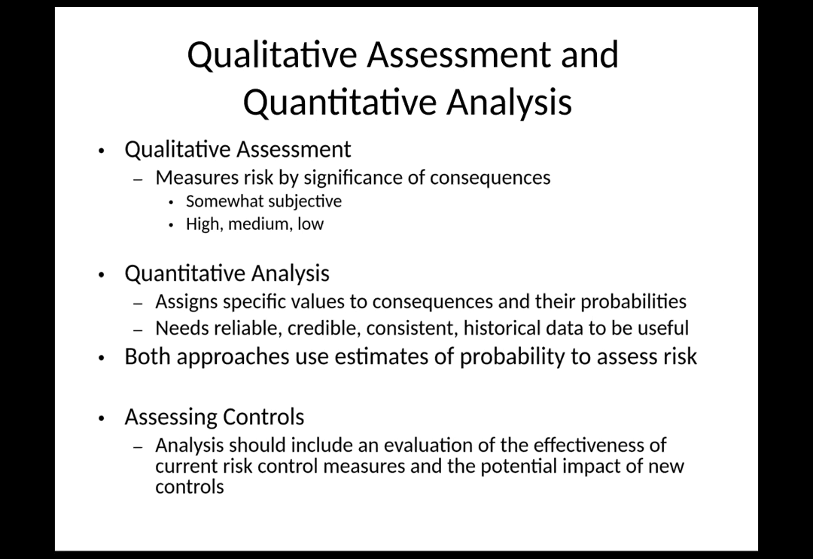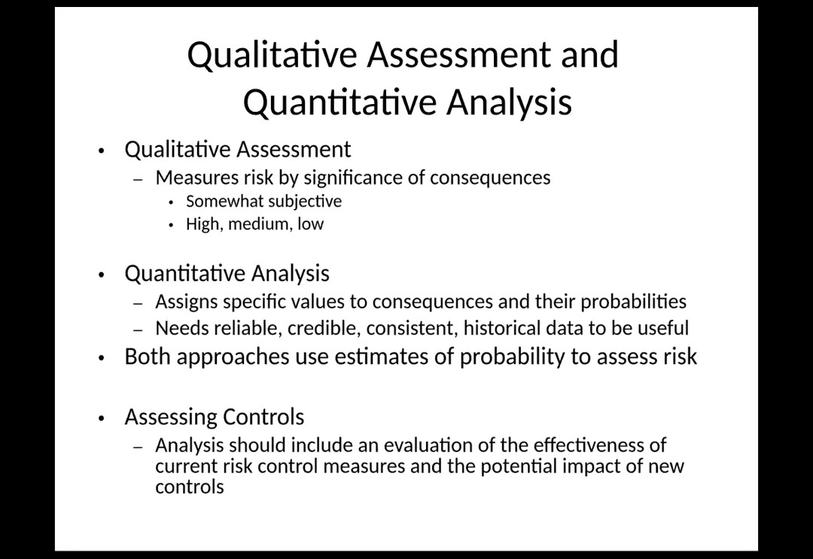When we do a quantitative analysis, we're going to have specific values for the consequences and their probabilities. And when we do a quantitative analysis, one of the things we'll talk about later in the chapter, we have to have reliable, credible, consistent historical data to be useful. Right? If we only have 1 year's worth of data, we're probably not going to be able to do a whole lot with it. So the more data that we have, that we know is coming from a credible source, right? That the coding is good, it's consistent in how the coding is applied. We're going to be able to do something with that data. We're going to have much better quantitative analysis with that.